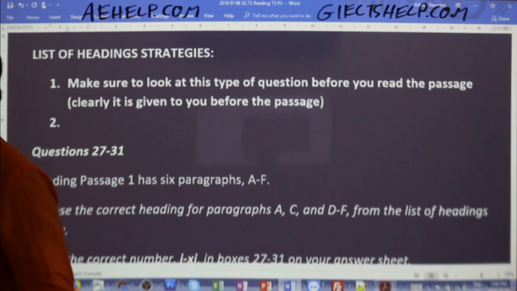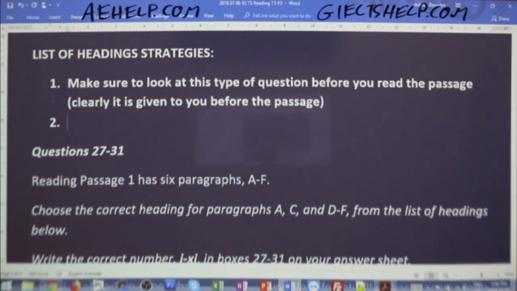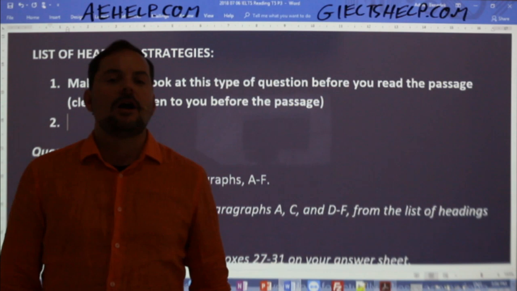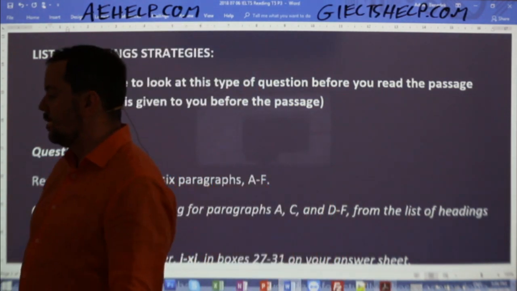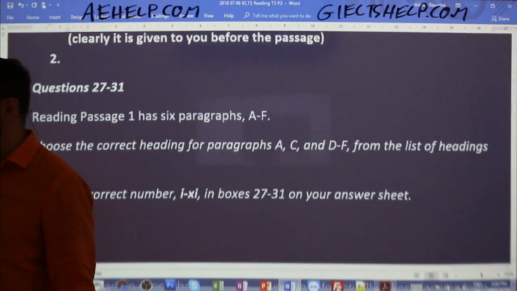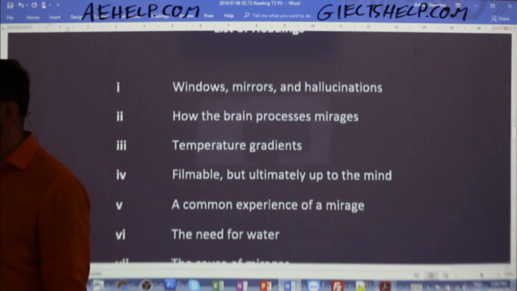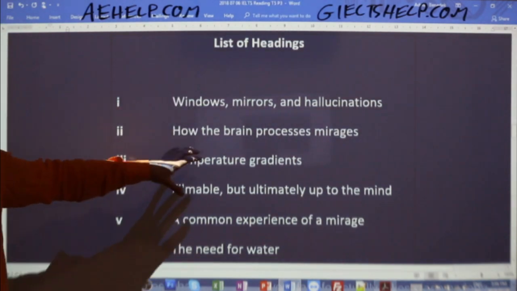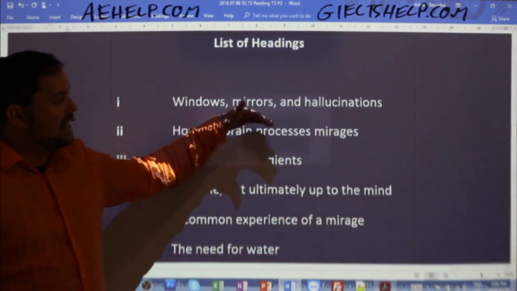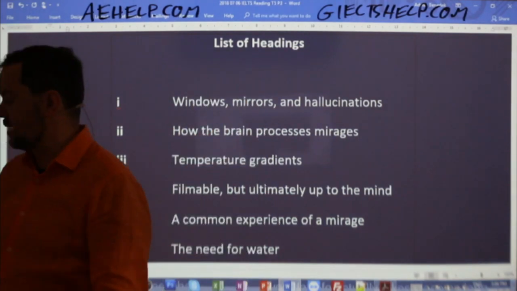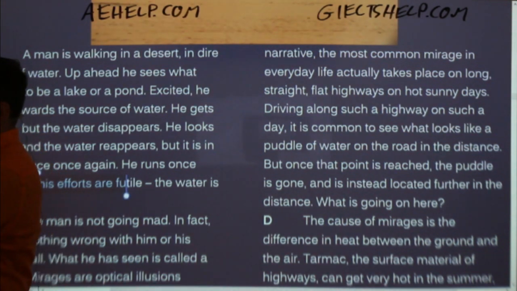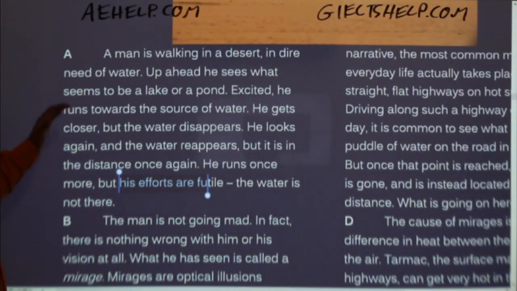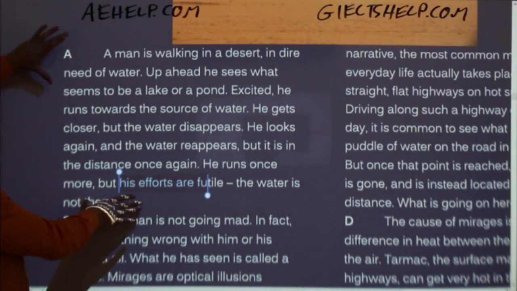All right, number 2 for list of headings questions is you have to realize that the question is asking you the heading for the paragraph. So you have to choose an answer. Here's a list of headings right here. You have to choose an answer which is the correct heading for a paragraph, okay? So when you're looking at the reading, you'll see a number of paragraphs. Here we have paragraph A, and then you have to figure out what is the best heading for this paragraph.